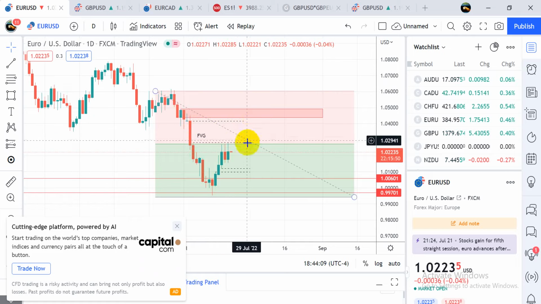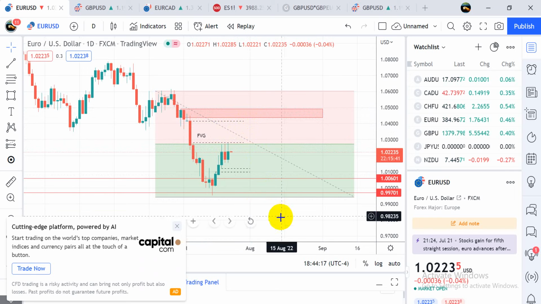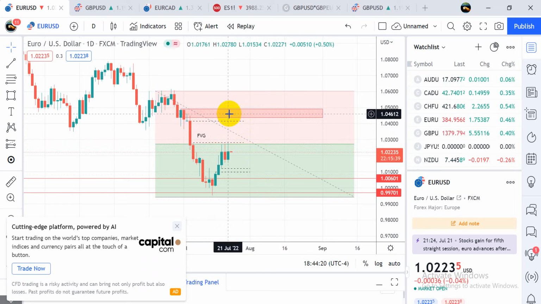I expect this imbalance to be filled and potentially to this level. Most times they may not reach the other block, they may just fill in this fair value gap and just continue to the downside. I would really love them to fill the fair value gap and actually go to this level here. And I also want to mention something.